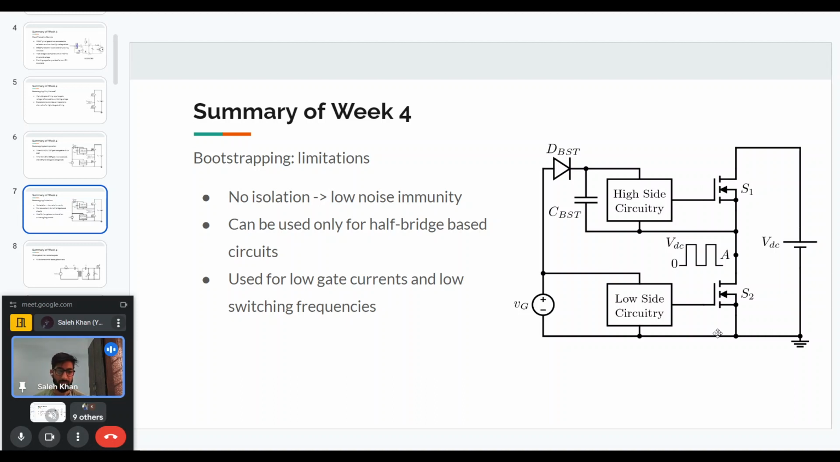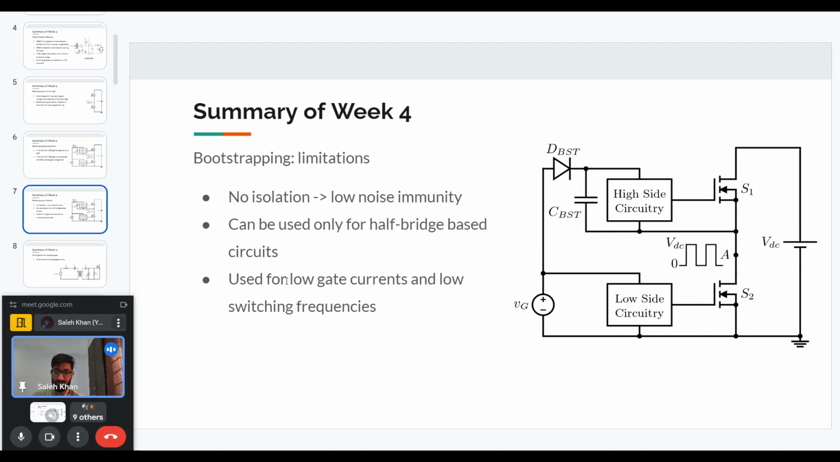However, most converters have these kinds of circuits. If you have a buck converter, boost converter, or buck boost converter, all of these have half bridge or leg based circuits. Similarly, H bridge, single phase or three phase VSI, all these have half bridge circuits. So it can be used in all these circuits.